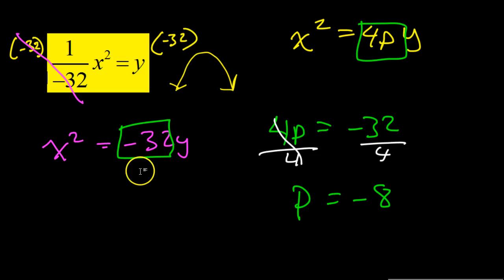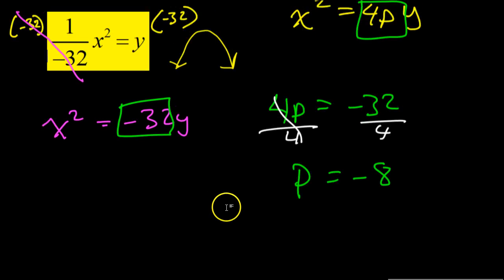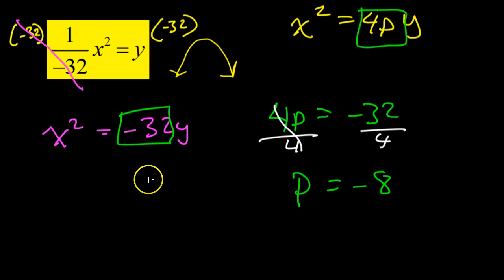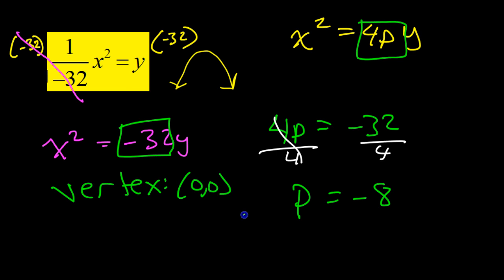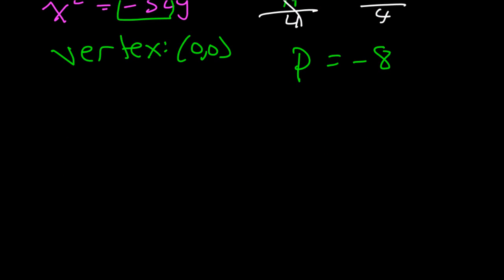Okay, let's get our sketch going. The vertex is going to be 0, 0. See how it's not x minus 2 or y plus 3 or anything, it's just x squared and y. So you know that the vertex is 0, 0. So we'll use that to get our sketch started.